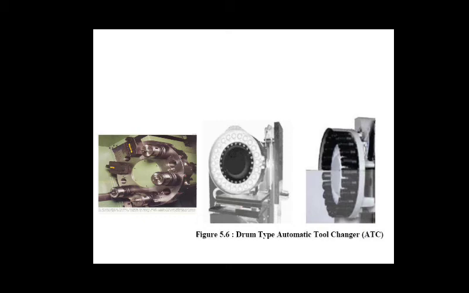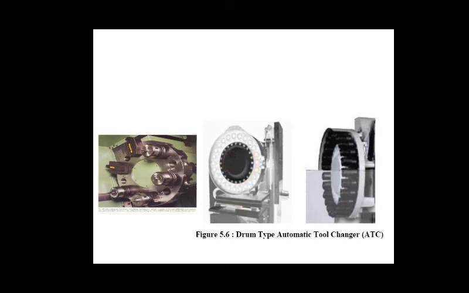An automatic tool changer can switch up to 200 tools stored in a magazine, drum or chain. There are two types of automatic tool changer. First, the drum type automatic tool changer. Here you can see various tools on the drum. In the drum type, for holding a small number of tools, usually not more than 30, up to 30 tools can be held on the drum.